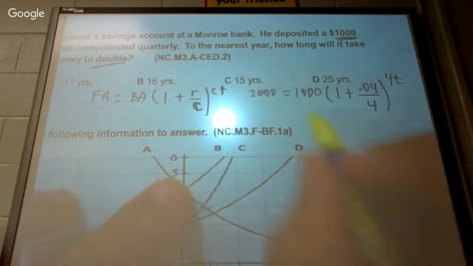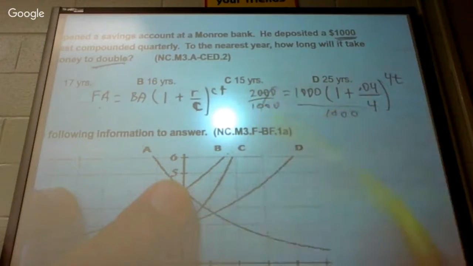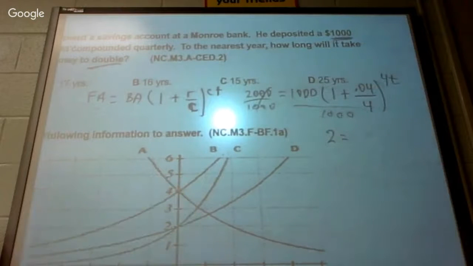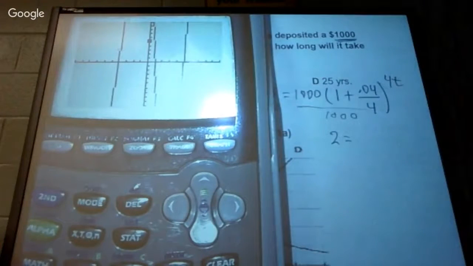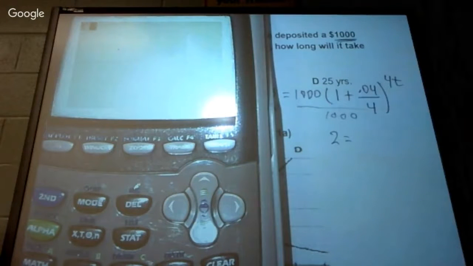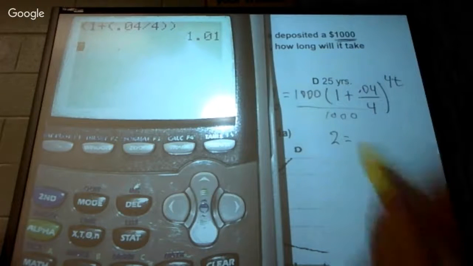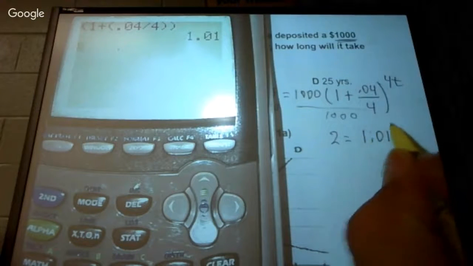First thing we can do is divide by 1,000. When you divide 2,000 by 1,000, you get 2. So 2 equals, and we can also do the arithmetic, 1 plus 0.04 divided by 4, on the calculator. You get 1.01, so I'm going to write 1.01 raised to the 4t.